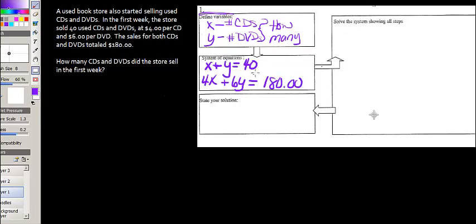For right now, we're not going to go on and solve this problem. I just want you to practice writing the system. We will practice solving them and stating our solution later. Okay?